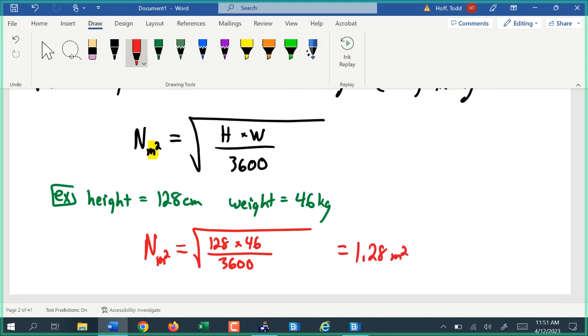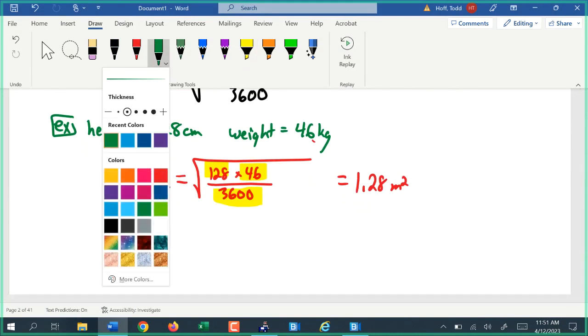If you have a single line display calculator, you might have to do that a little bit backwards. You would have to do 128 times 46 divided by 3,600, hit equals, and then do the square root on the one-line display calculators.